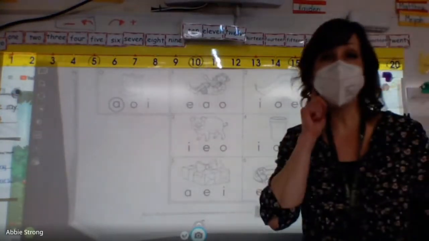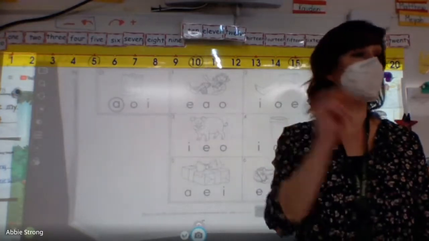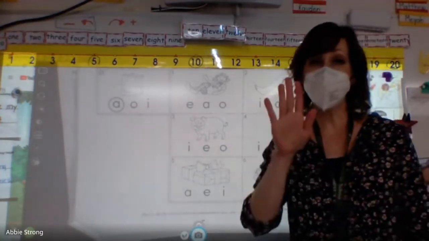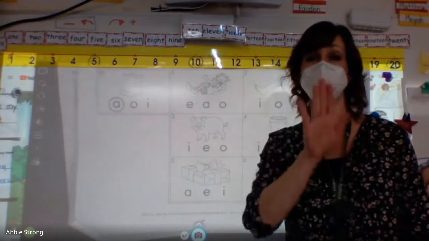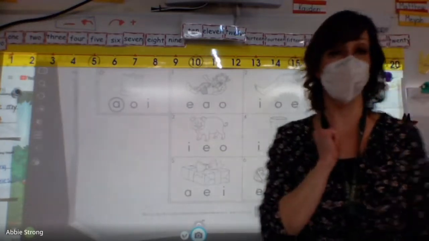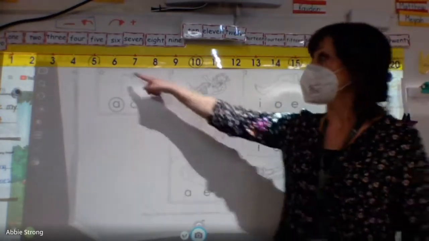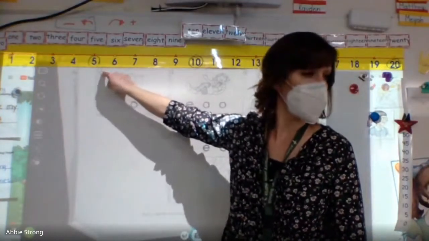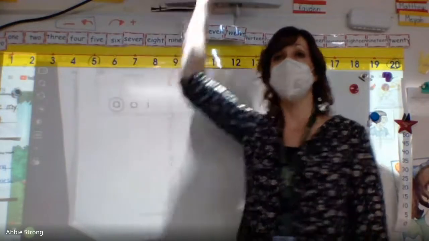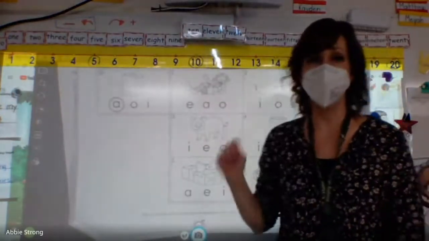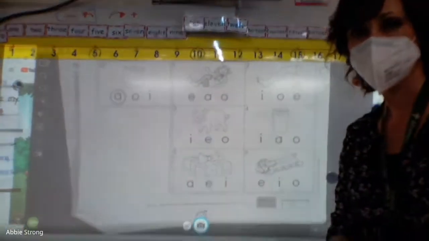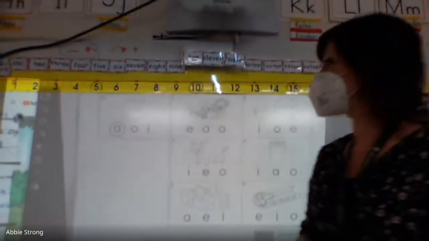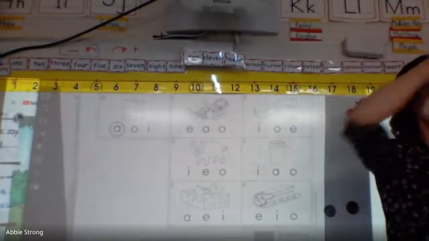Now we're going to be listening for the middle sounds, okay? Not the beginning, not the end. We're going to listen for the middle sound of these words. I want you to put your finger on the star problem. This is our practice problem, okay? Can someone raise their hand and tell me what this is a picture of? You see these sometimes at the grocery store.